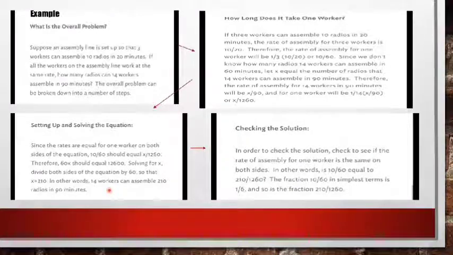So, check the solution. Let's check our answer. In order to check the solution, check to see if the rate of assembly for one worker is the same on both sides. In other words, is 10 over 60 equal to 210 over 1260? The fraction 10 over 60 in simplest terms is 1 over 6. And so is the fraction 210 over 1260. So our answer is correct.